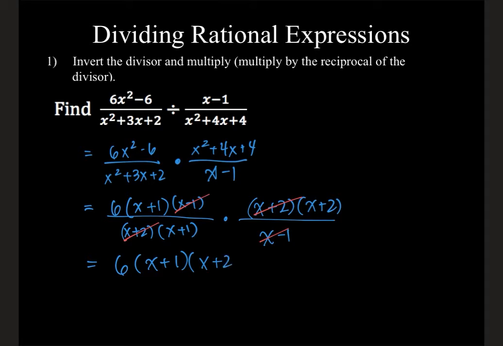x plus 2. Ooh, actually, this one's a good lesson. So for me, I actually missed. There's actually one more thing I can cancel out. Always look back at your answer to see if there's anything left that you can cancel out. There's still this, x plus 1. So this is actually going to just be 6 times x plus 2.